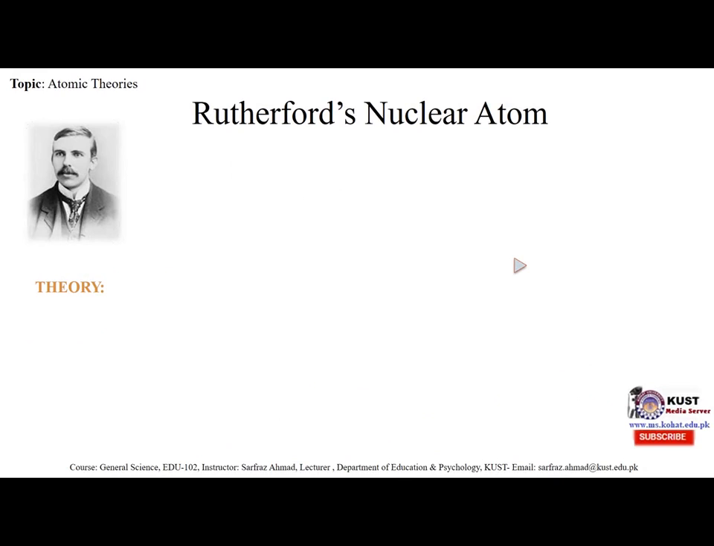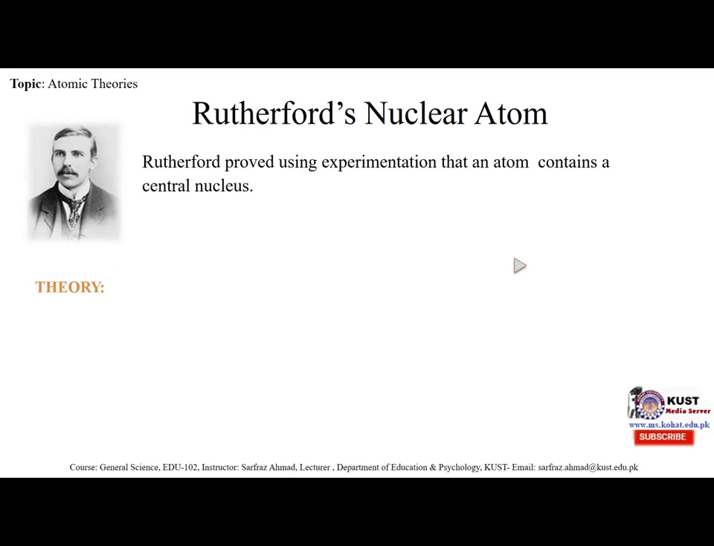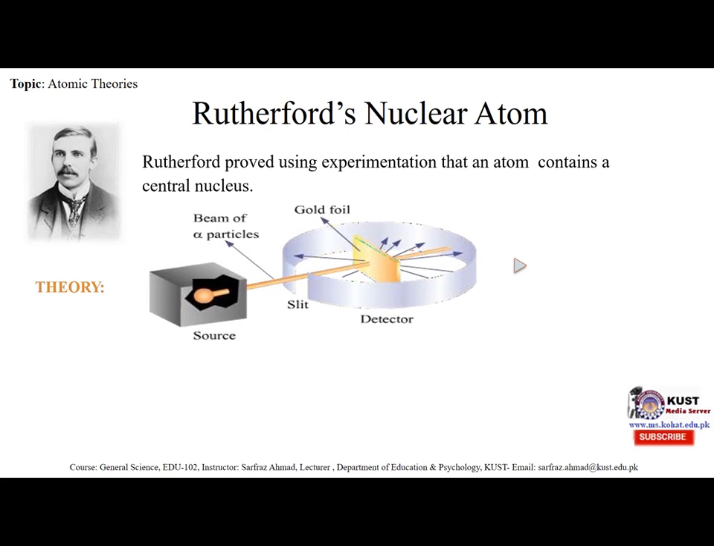Then the next theory is Rutherford's nuclear atom. Rutherford proved, through experimentation, that the atom contains a central nucleus. A source was used, and a beam of alpha particles passed through, with detectors in place, and with the help of gold foil he did his experiment. The gold foil experiment is also attributed to the Rutherford nuclear atom.